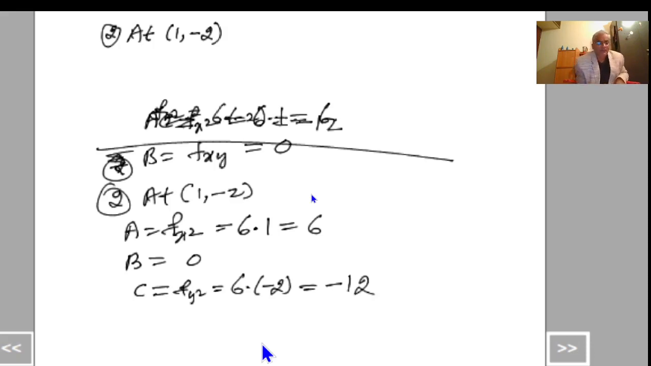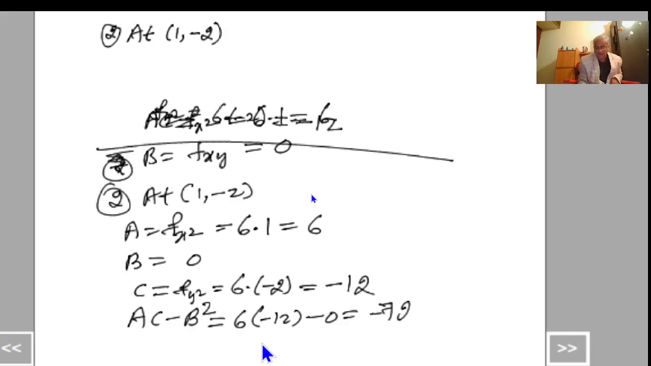Now what is AC minus B square? If I consider AC minus B square, this is equal to A into C, 6 into C which is minus 12, minus 0. This is equal to minus 72, which is less than 0.